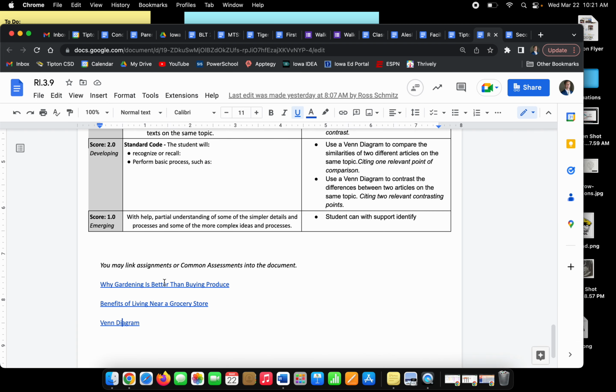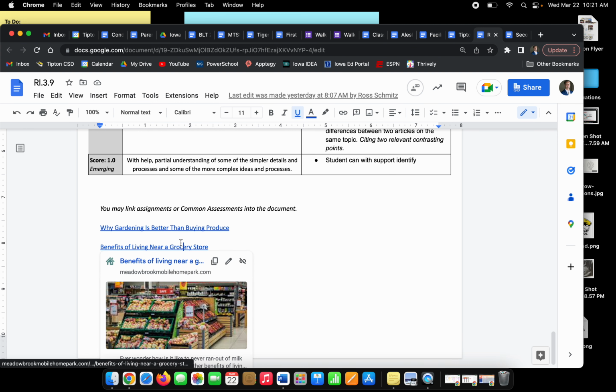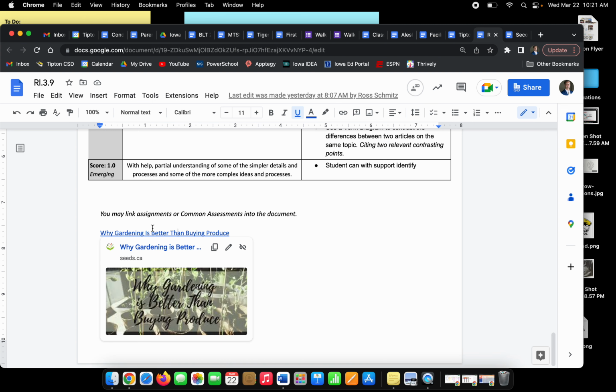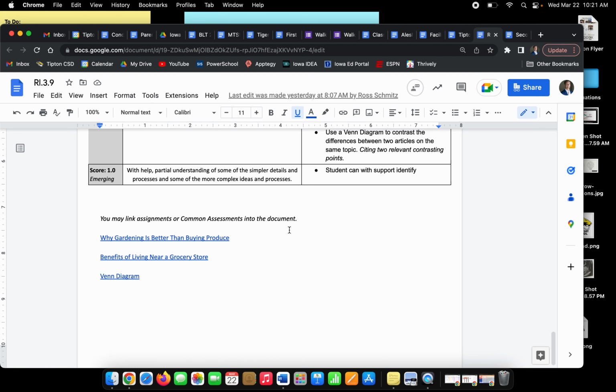The other thing they have is a couple of articles to help them identify the benefits of living near a grocery store, and the same thing, why gardening is better than buying produce. So they're able to use those standards to help them identify, okay, are we at a 3 or are we potentially at a 2?